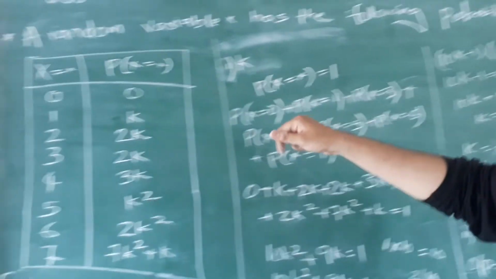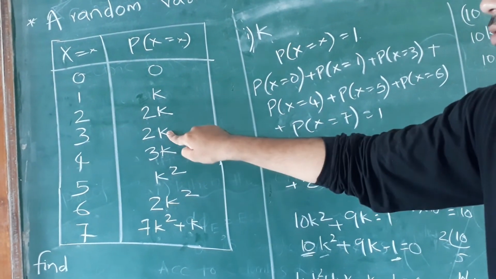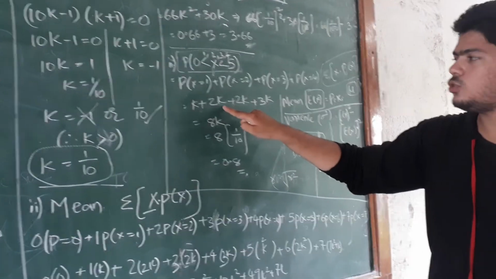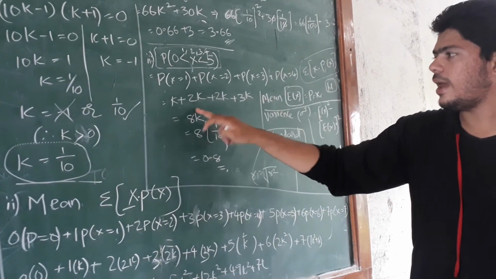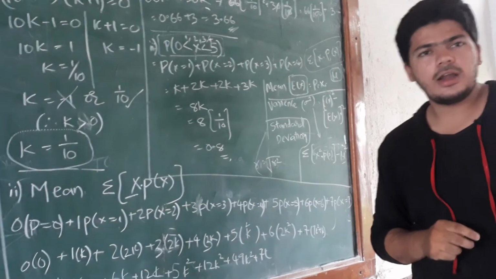What is the value for x is equal to 1? Just see the question. K plus 2k plus 2k plus 3k, till it is 4 only. Just we should add, we'll get the answer. So add this: 8k, the value of k is 1 by 10, and we have to cut, we'll get 0.8.